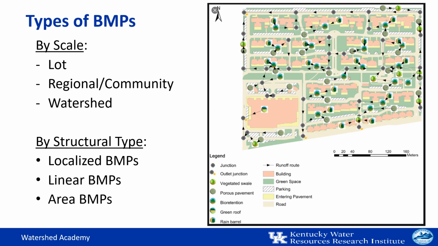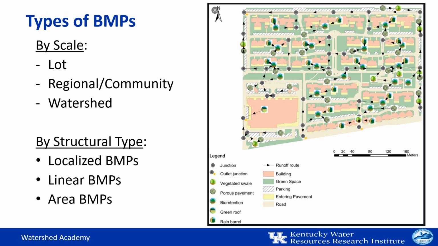BMPs can be classified in many different ways. Two of these are according to scale and type. Scale-based classification is dependent on whether they are used on an individual lot or land parcel, installed community-wide, or applied at a watershed scale. These considerations are helpful in planning and estimating potential load reductions.